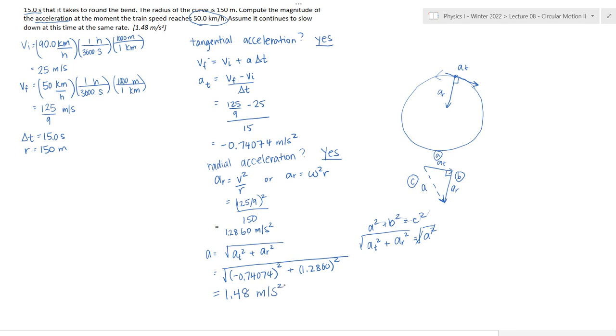There's a couple more questions you can try, so try them on your own, see if you can get them, and the solutions are all posted in the homework.